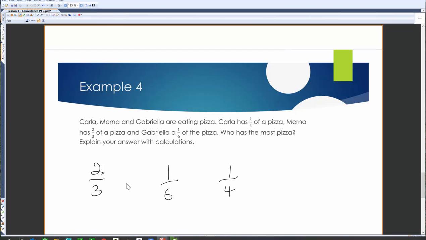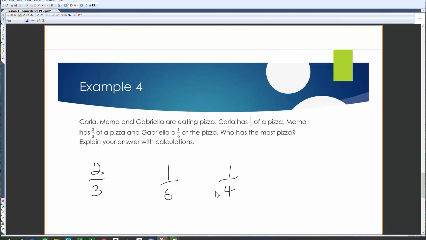Now maybe you can do this by visualizing it, but what we want to do is prove it. Okay, I don't want diagrams. Okay, I want calculations. Right, so I can probably see that whoever ate 2/3, who was it? Myrna ate the most pizza, followed by, who ate a quarter? Carla, followed by Gabriella. But I want to kind of prove it.